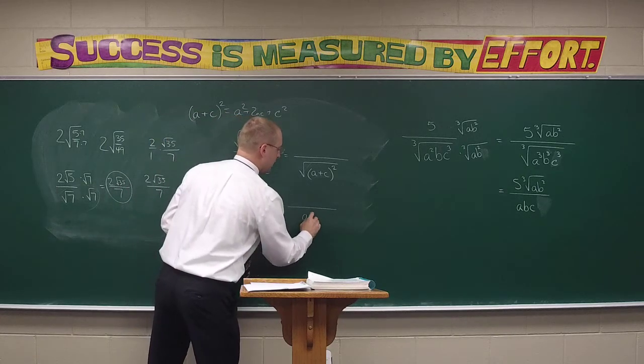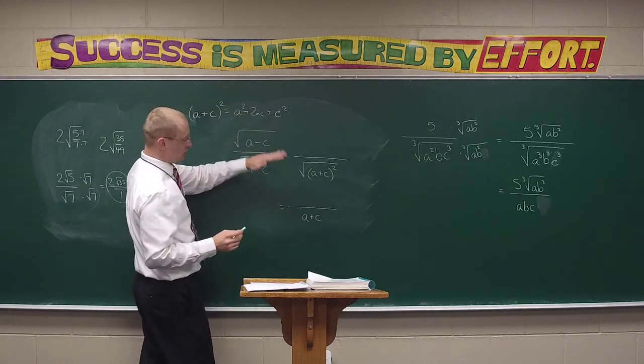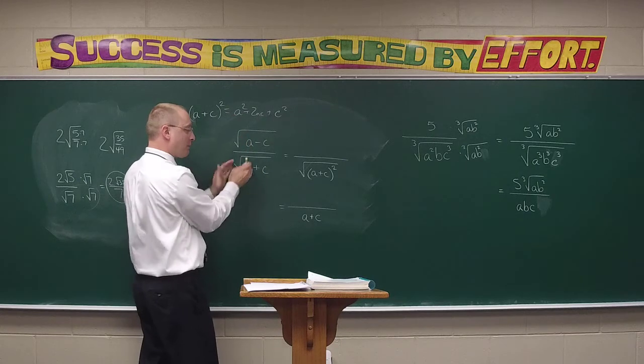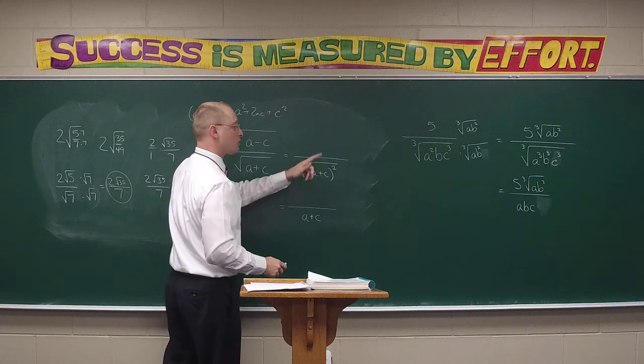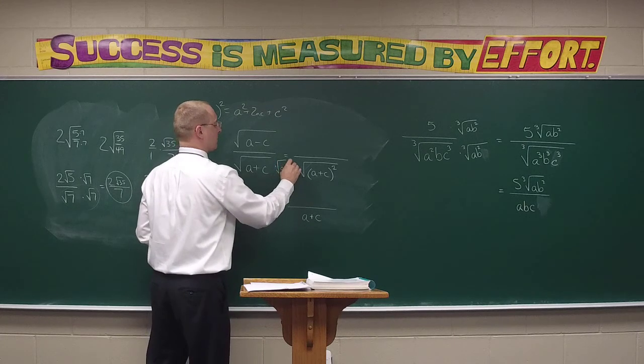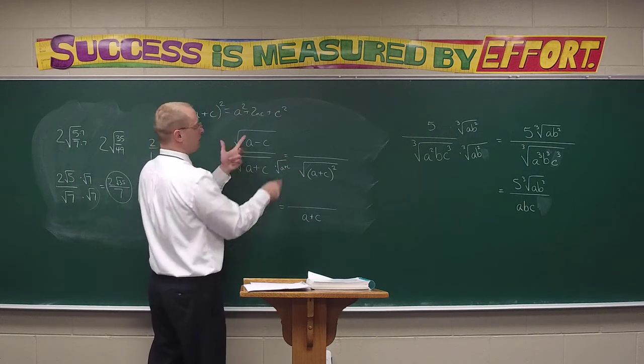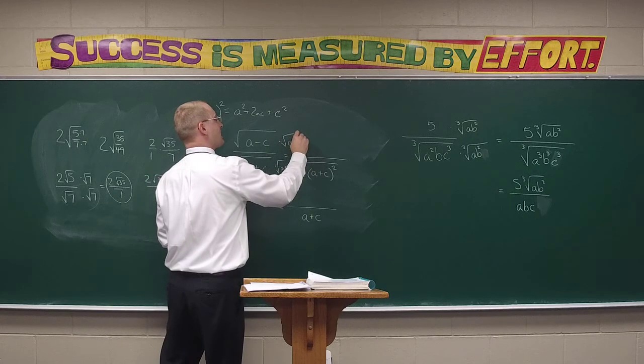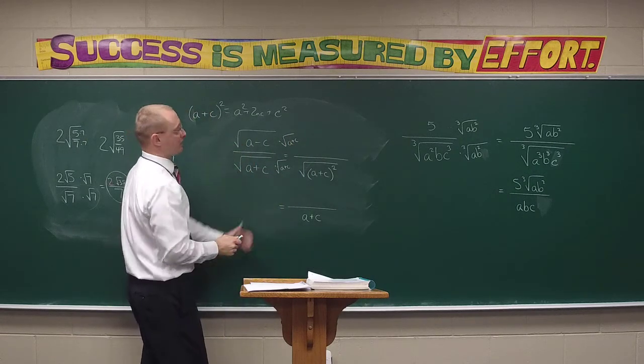But to get that, what I do to the bottom, I got to do the top. So how do I go from a square root of a plus c to a square root of a plus c squared? Multiplied by a plus c, or technically the square root of a plus c, right? And what we do to the bottom, you have to do the top, so we're going to multiply with the square root of a plus c here, and I'm going to take the square root of a minus c times the square root of a plus c.